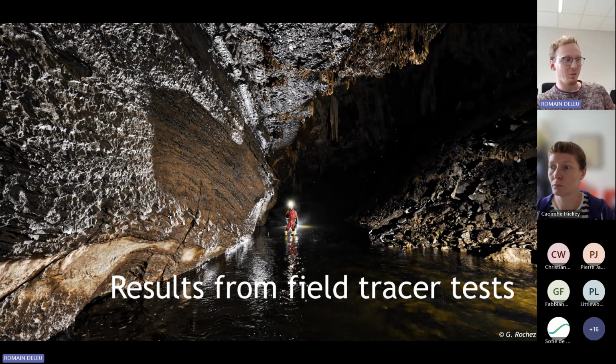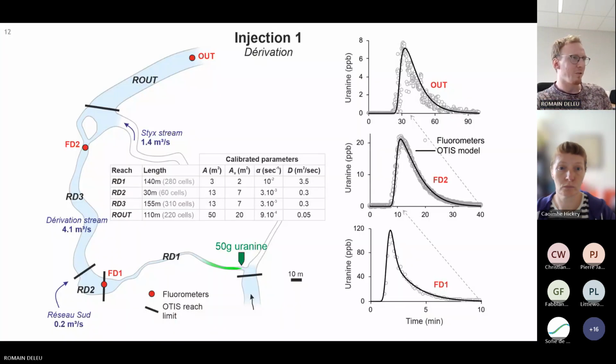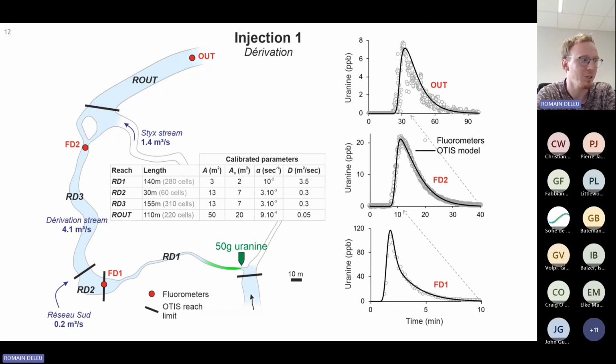So for the results from these field tracer tests, first of all, we did 4 injections. For the first injection, we put 50 grams of uranine, fluorescein, in the derivation stream, so the left stream only. We have, of course, 3 breakthrough curves: one for the first fluorometer FD1, one for the second fluorometer FD2, and one at the outlet fluorometer. You can see the breakthrough curves, the circles here on the figure on the right, sorry. These are the breakthrough curves from the fluorometers.